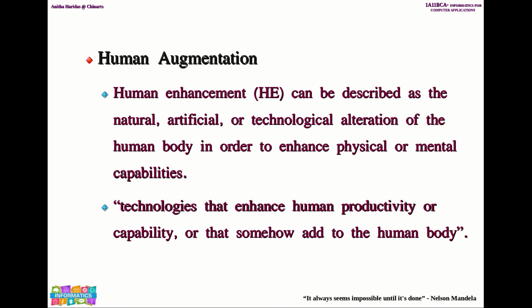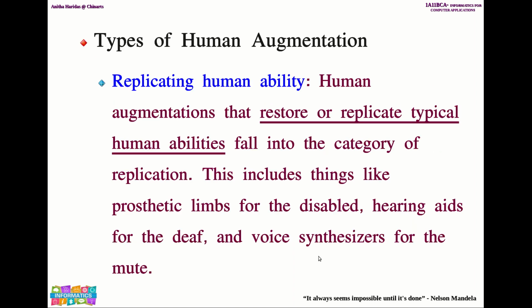So technologies that enhance human productivity or capability or that somehow add to the human body is what you call human augmentation. Now these are different types of human augmentation. One is you can replicate the human ability. Say for example the hearing aids for the deaf, which replicate the hearing ability of a person, or a voice synthesizer for a person who cannot speak, or prosthetic limbs for the disabled.